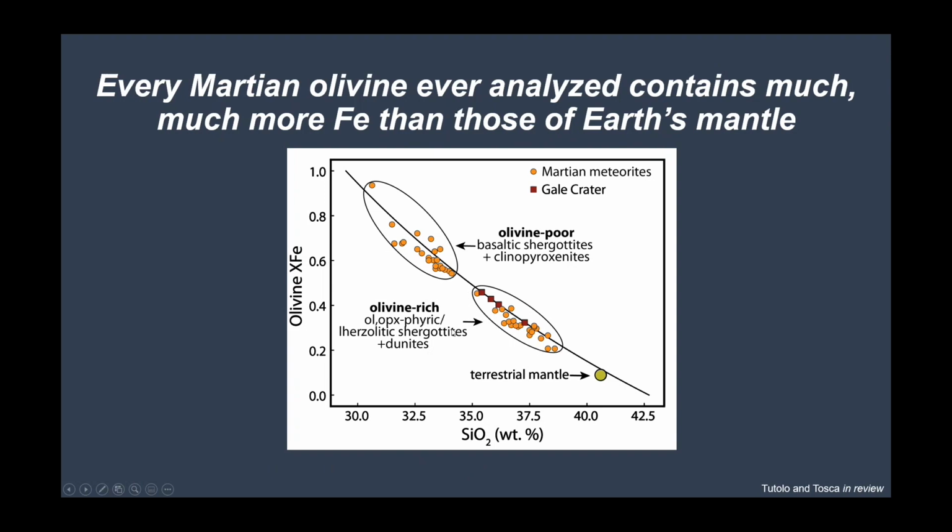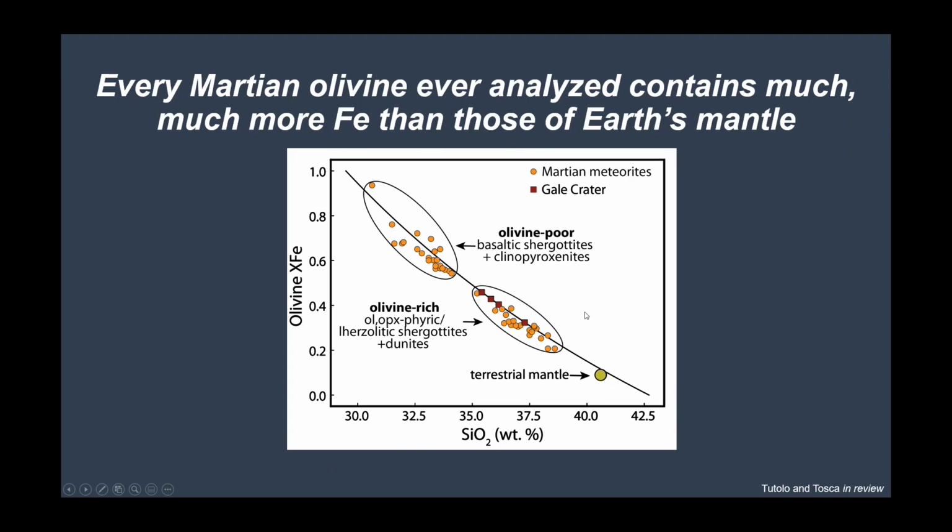than the terrestrial mantle. And we can group those into two different classes of meteorites: the olivine-rich meteorites, olivine and orthopyroxene-phyric and lherzolitic shergottites and dunites, and the olivine-poor ones, the basaltic shergottites and the clinopyroxenites. And so if we want to look at serpentinization reactions, we really want to think of these olivine-rich ultramafic rocks here, again, that are very similar in chemistry to those that have been analyzed in Gale Crater.